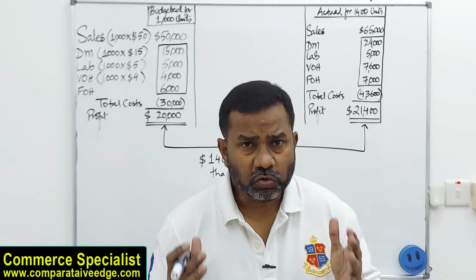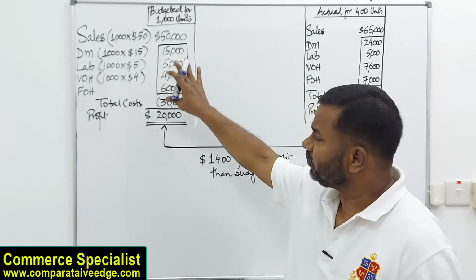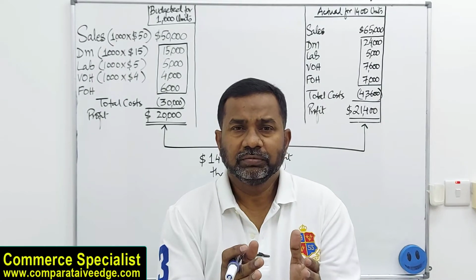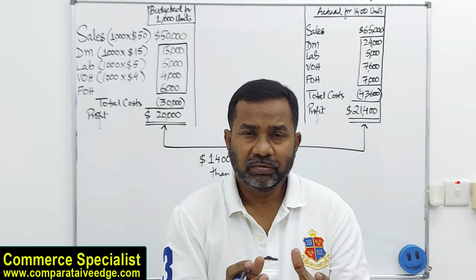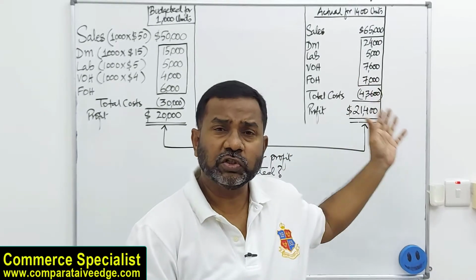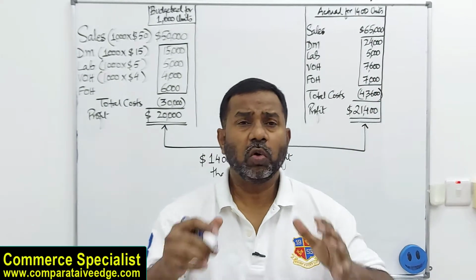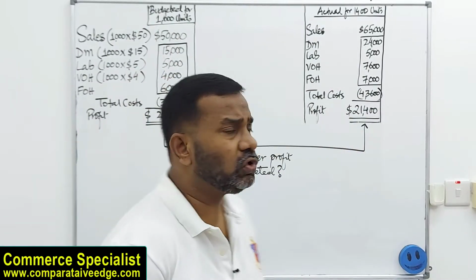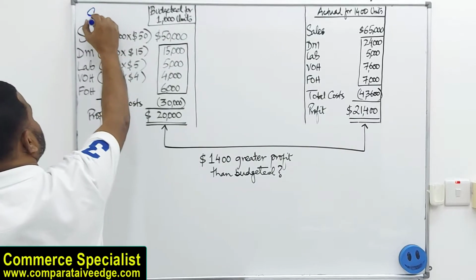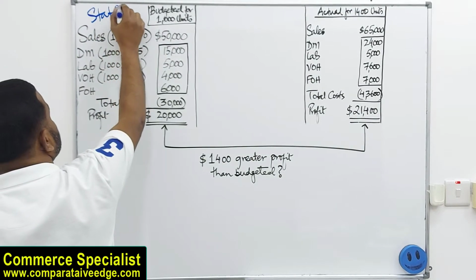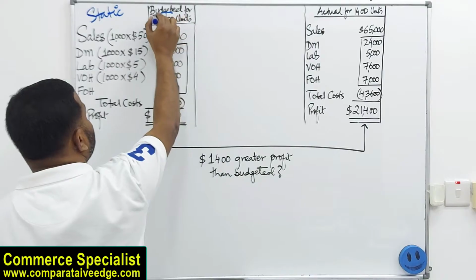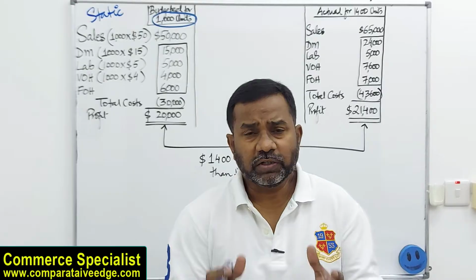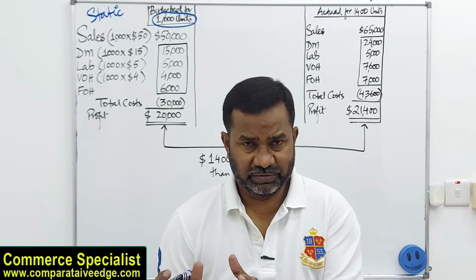So now what we need to do is look at the budgeted figures and mold them, adjust them for the actual budget base. So now we have to look at the original budget. This original budget is also known as static budget. Static budget is actually a budget prepared for a certain number of units. So the budget base for the static budget is 1,000 units.